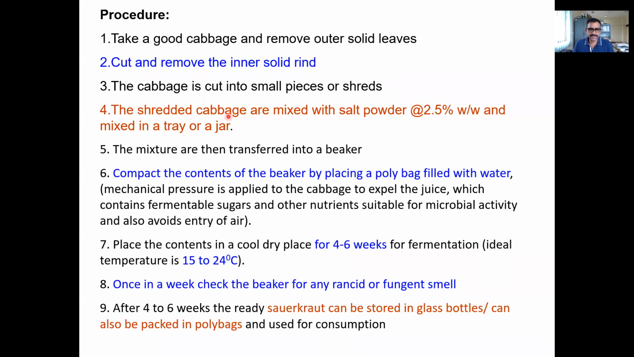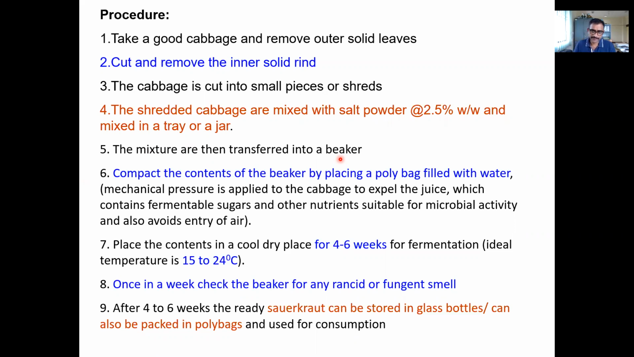And this shredded cabbage is mixed with the salt powder. Take a tray, put them, and on a weight basis, for every 100 gram, put 2.5 gram of salt or NaCl and mix it thoroughly. After that, the mixture will be transferred into a beaker. Take either a glass beaker or a plastic beaker or a jug type of material.